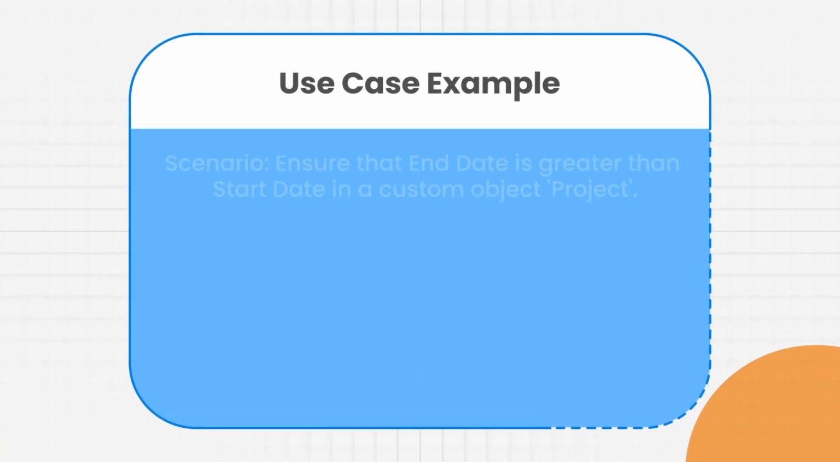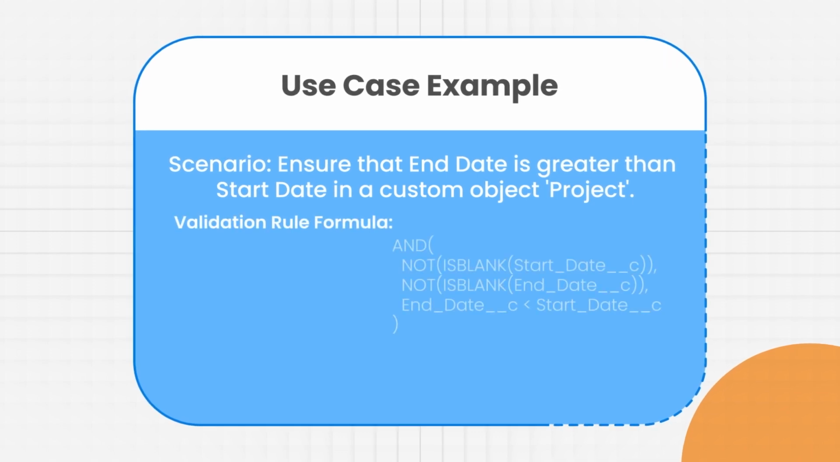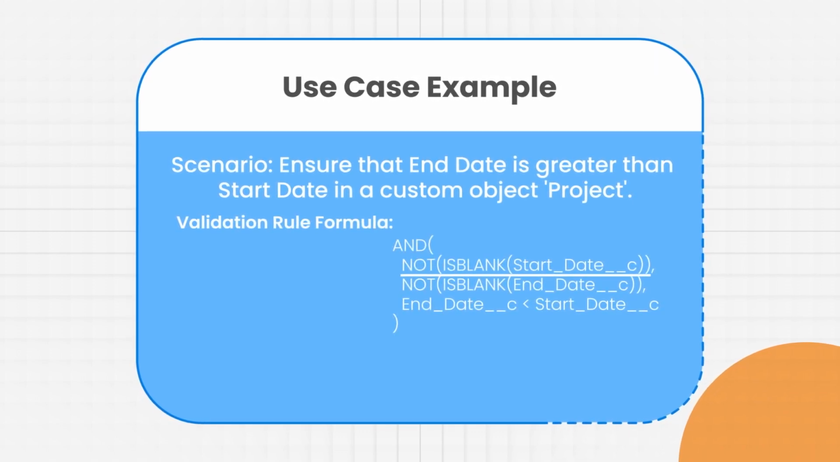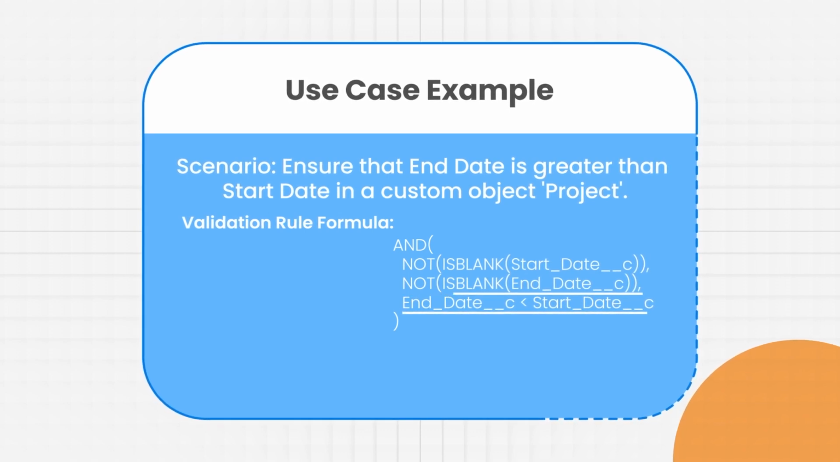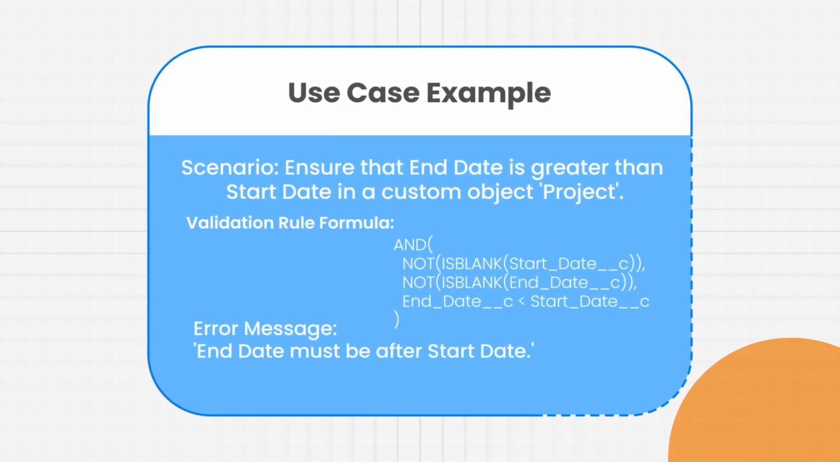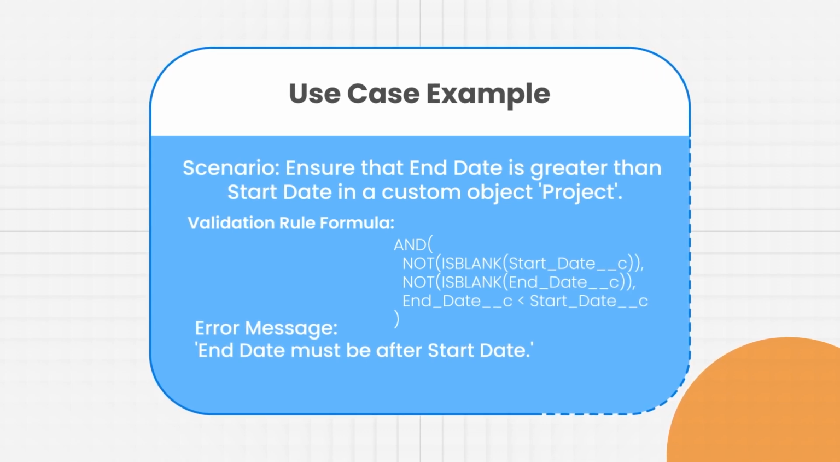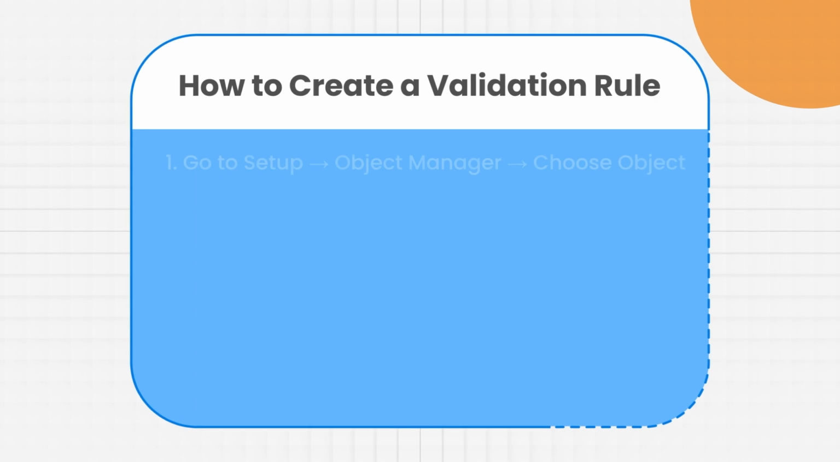Let's say we have a custom object called Project and we want to make sure the end date is always after the start date. Here's what the validation rule formula looks like. And NOT(ISBLANK(start date)) or NOT(ISBLANK(end date)), and then we compare the end date and start date. And the error message could be something like, end date must be after the start date. Now that we understand the use case, let me show you exactly how to create this rule inside Salesforce.